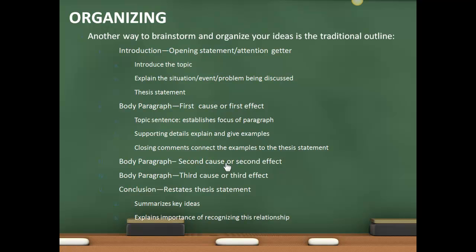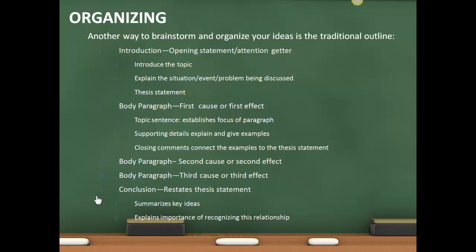And then finally, your last Roman numeral corresponds to your last new idea, which is your conclusion, where you will have a restatement, a rephrasing of your thesis statement. You'll want to summarize some of the key ideas that you've given us, and this is where you get into explaining the so what. What do we gain from understanding this cause-effect relationship? Why is it important for your readers or for anyone in general to know and understand this relationship?